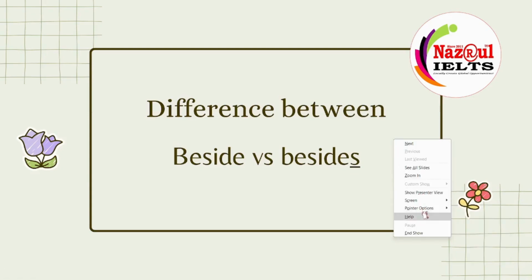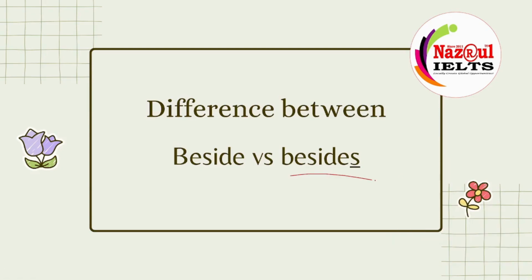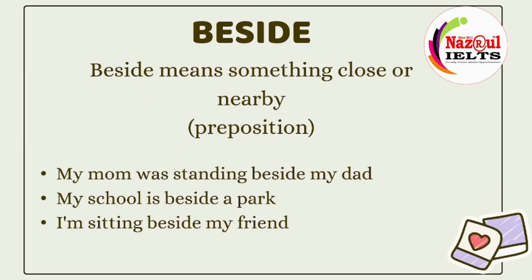Difference between beside and besides. Beside. Beside means something close or nearby and is a preposition. Beside মানে হচ্ছে কাছে বা পাশে. So, my mom was standing beside my dad. আমার mom আমার বাবার পাশে দাঁড়িয়ে আছে বা দাঁড়িয়ে ছিল.